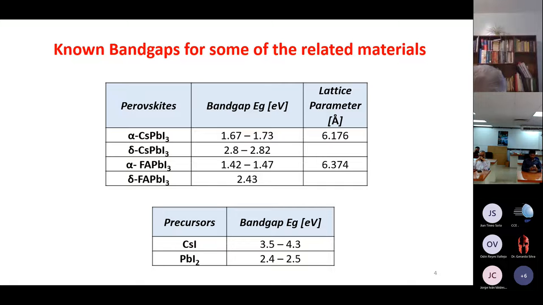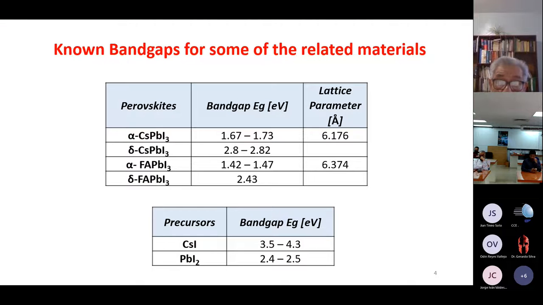And here is a summary of some of the known band gaps for some of these materials. These materials, like cesium lead triiodide and formamidinium lead triiodide, have two phases: what is called the alpha phase, which is a perovskite material, and the delta phase, which is a non-perovskite material. And they have different band gaps. As you see, the formamidinium lead triiodide has a band gap more or less the optimum for a solar cell. And the cesium lead triiodide has a band gap a little larger, in the range of 1.6 to 1.7 electron volts. The delta phases have a larger band gap and would not be useful for solar cells.